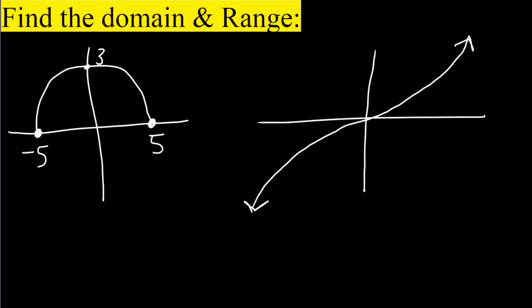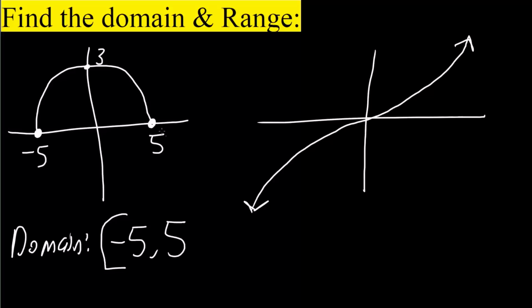And so for the next problem, we want to find the domain and range. This is a shaded point, meaning it includes -5. It includes 5. And so our domain will be a square bracket because it includes -5, comma 5 because it also includes 5. And we will close with a square bracket.